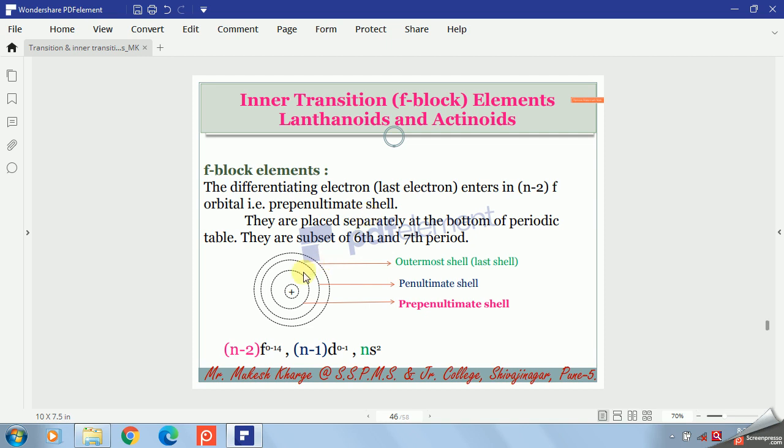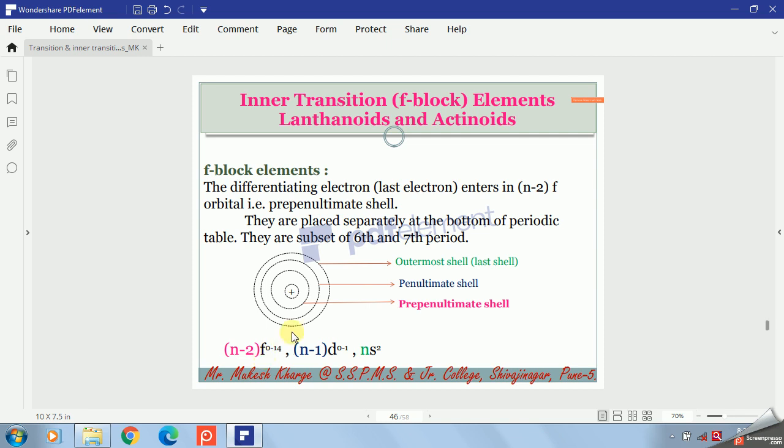So if you observe this diagram, the outermost shell is called the last shell or valence shell. Just before that is last but one, that is the penultimate shell, and before the penultimate shell, that is last but two, is the pre-penultimate shell. So different colors are shown. The outermost shell is denoted by n, the penultimate shell, last but one, is denoted by n-1, and the pre-penultimate shell is denoted by n-2.